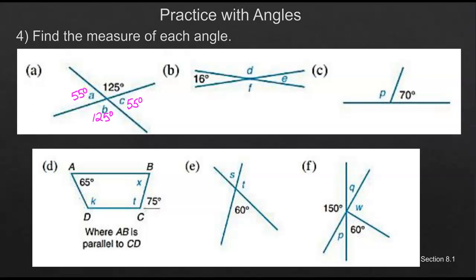On part B, we have this angle that is 16 degrees, so E would be 16 degrees also, since they are vertical. If I take 180 minus 16, then I would get 164. All right, so angle D is 164 degrees. Angle F is vertical to angle D, so 164 degrees there.